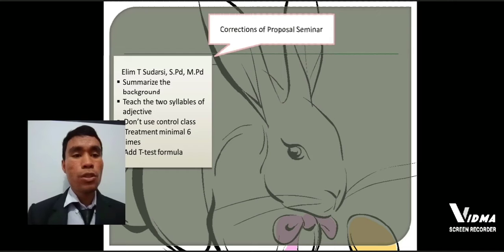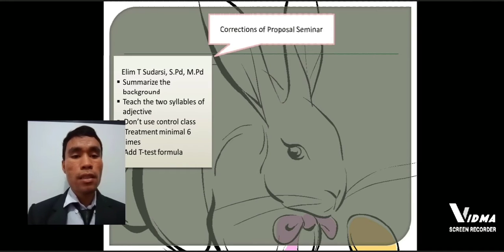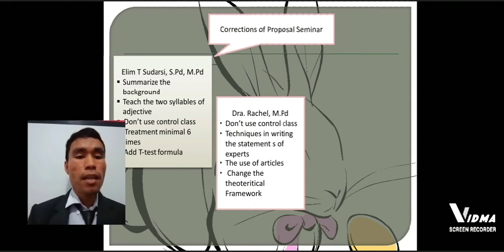Now I would like to show the corrections I received when I did the seminar proposal. From Elim Trika Sudarsi, SPd, MPd: summarize the background, teach the two syllables of adjective, don't use a control class, treatment minimum 6 times, and add the t-test formula.